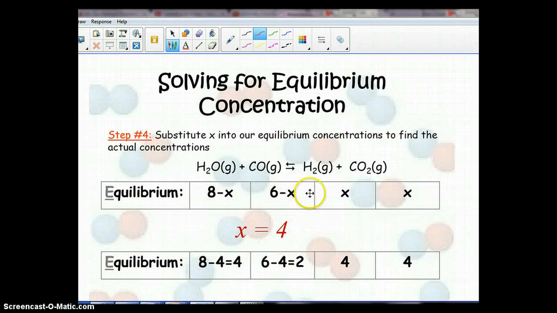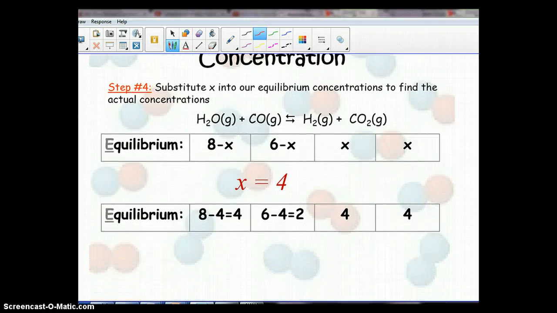Then you want to plug X back in everywhere that we were able to solve, to get the actual concentrations. So 8 minus 4 is 4, so our concentration of H2O at equilibrium is 4. The concentration of CO is 6 minus 4, which is 2. And then H2 and CO2 both were just X, so they're just 4.